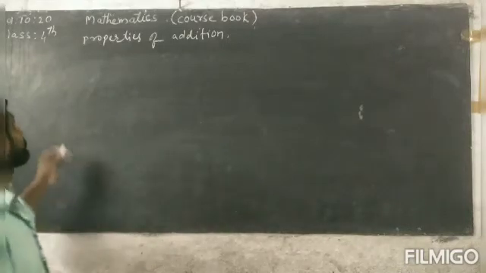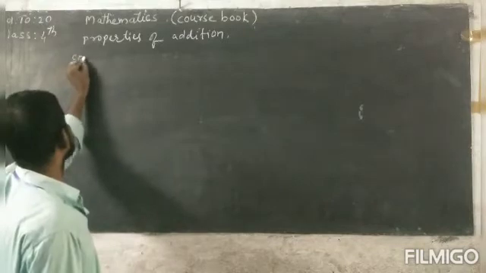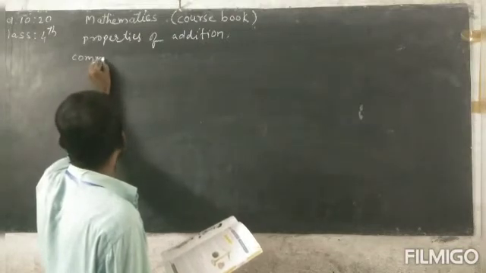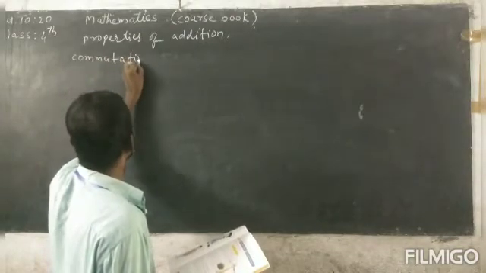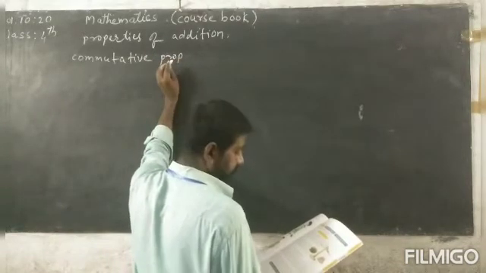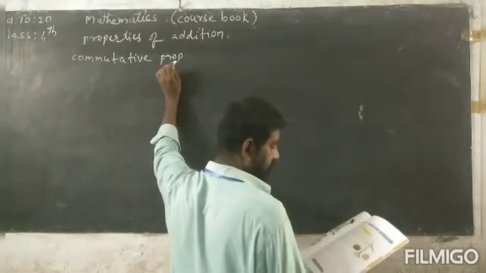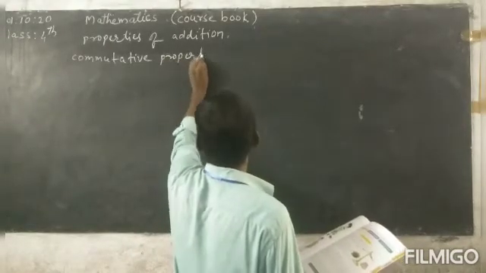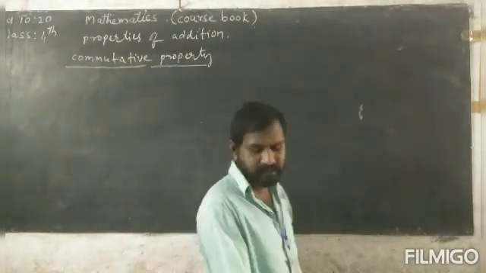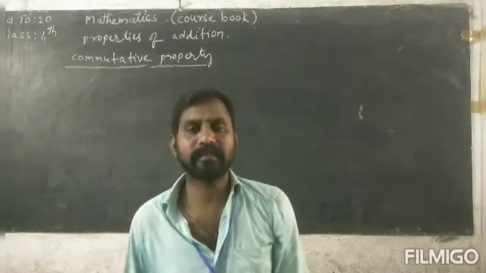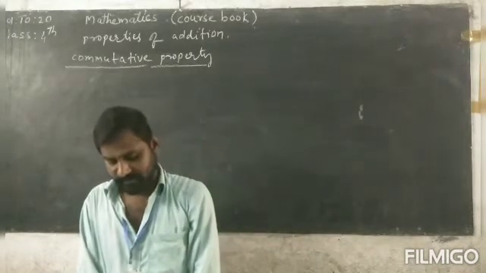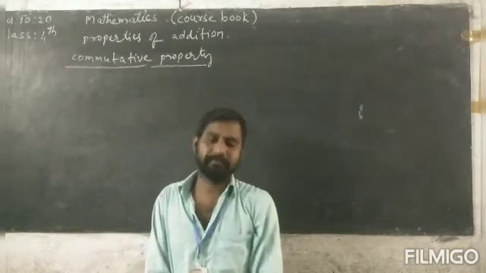Very simple, beta. Commutative property. Very simple, listen carefully. I can say simple methods. See, commutative property means when 2 numbers are added, even if they are interchanged, the sum remains the same.